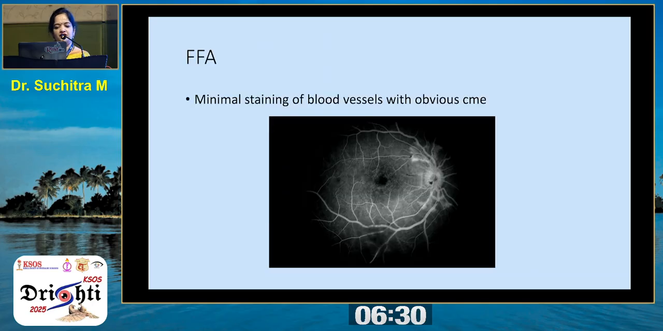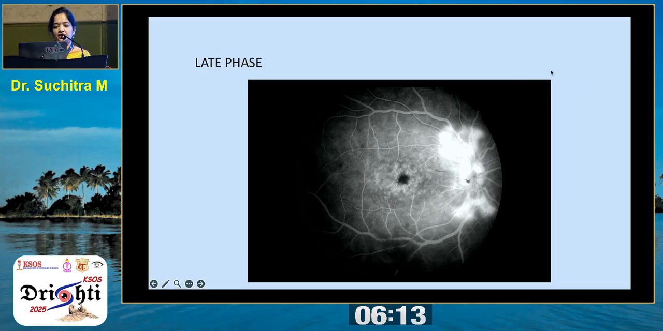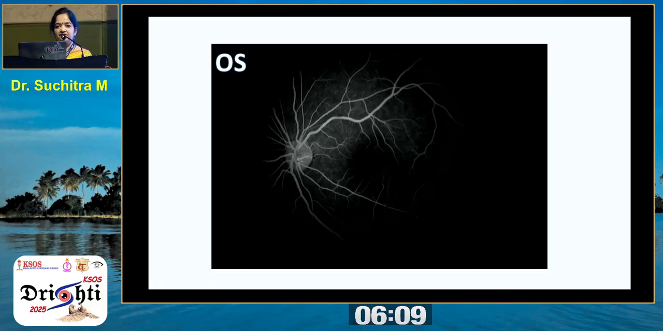We do an FFA. This is an FFA photograph showing initial minimal staining of the blood vessels. This is the periphery in the mid phase. I want you to see that there were no choroidal non-perfusion areas, which we usually see in any neovascularization. And this is the late phase showing clear-cut neovascularization and obvious macular edema. This is the left eye of the patient, which was absolutely normal.